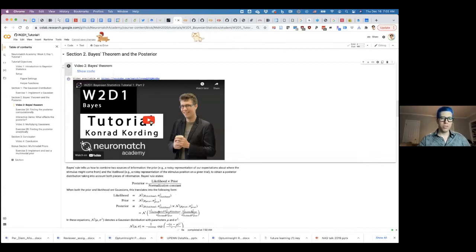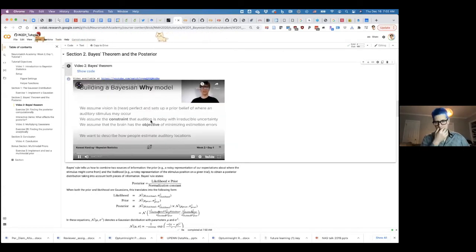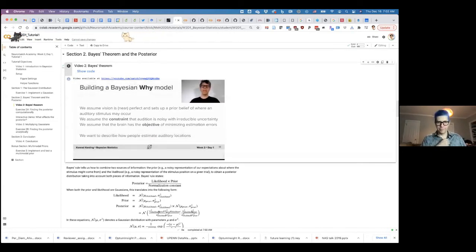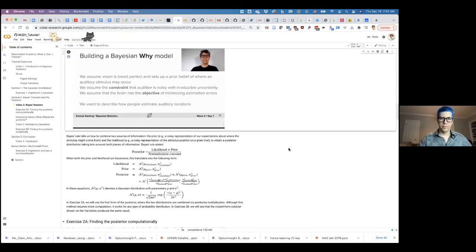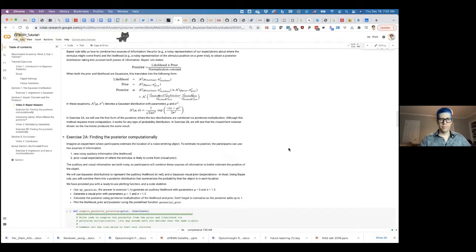So now that we have the Gaussian, let's see how we can build a Bayesian model with that. We assume that vision is near perfect and sets up a prior belief where an auditory stimulus may occur. We assume that there's a constraint, namely that audition is noisy with irreducible uncertainty about the direction. And then we assume that the brain has the objective of minimizing estimation errors. What do we want to describe? Well, we want to describe the way people estimate auditory locations when uncertainty is involved.